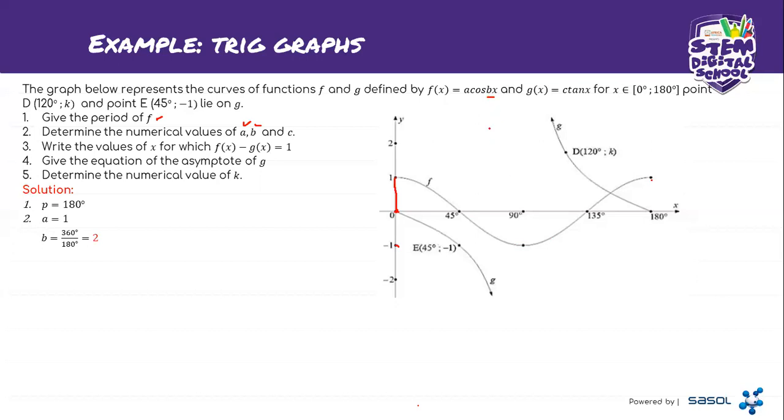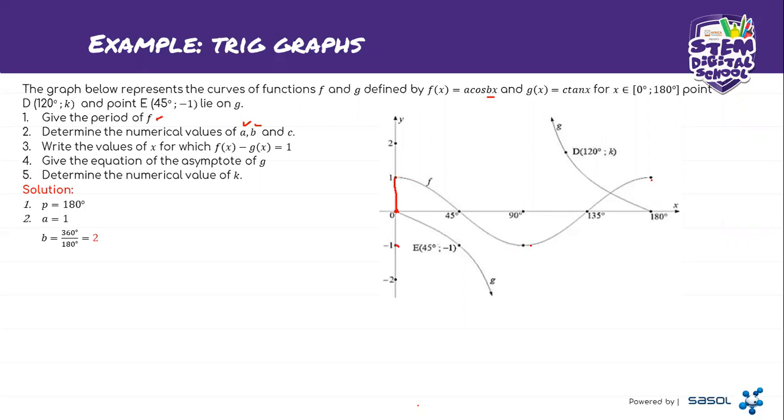But in this case, we don't have B. Now, how are we going to determine the value of B? This B, you can see, is on the graph of f, and the graph of f is the cos graph, right? The cos graph. Now we have to remember what the original period of the cos graph is. We said it is 360.